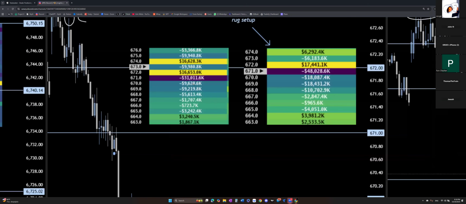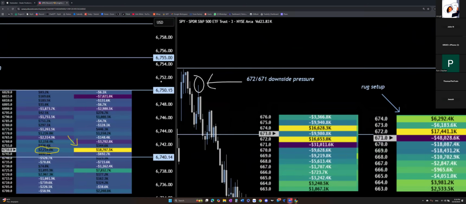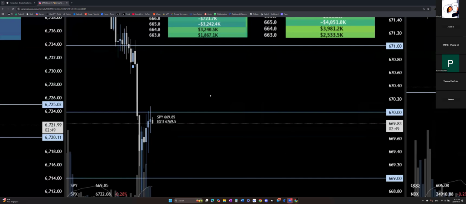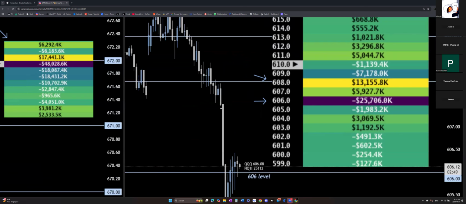So we got a rejection from 673, 672, all the way down to 669. But there's no way to have known that 669 would have been like the floor. The better inference would be off of 606.